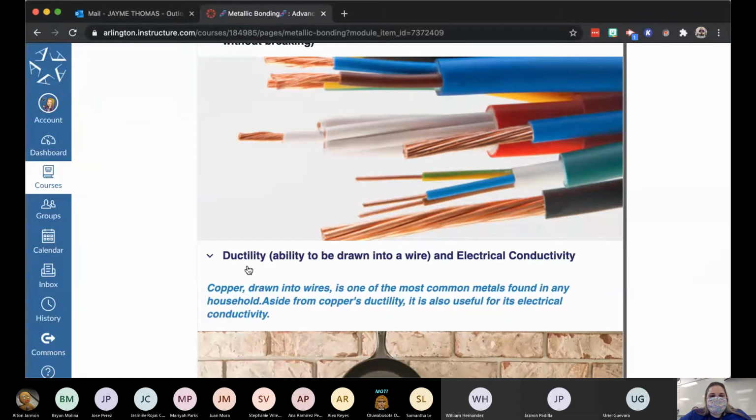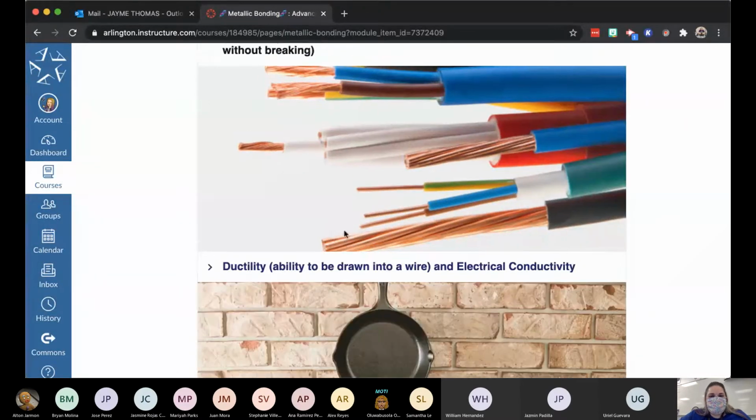And it's because of these two different properties. They're ductile, so we can make them into thin wires and they can fit into all the small places like inside the walls of buildings, but they conduct electricity really well as well.